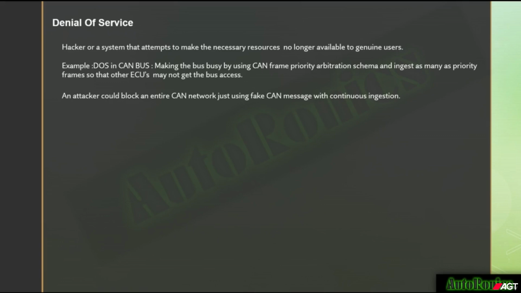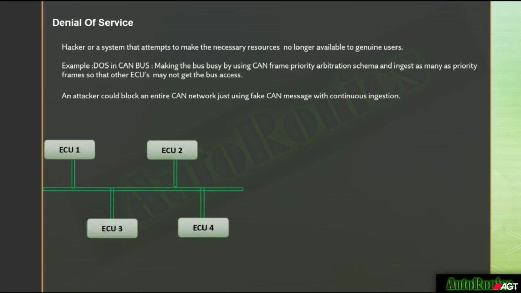So let's say DOS in CAN bus. Making the bus busy by using the CAN frame priority arbitration schema and ingesting as many priority frames as possible, so that the other users may not get bus access. This is slightly different from the previous one. In fuzzing, we intended to hack only a particular ECU by accessing specific messages. But here, the attacker could hack the entire CAN bus just by sending messages continuously. Let's have a look at it.